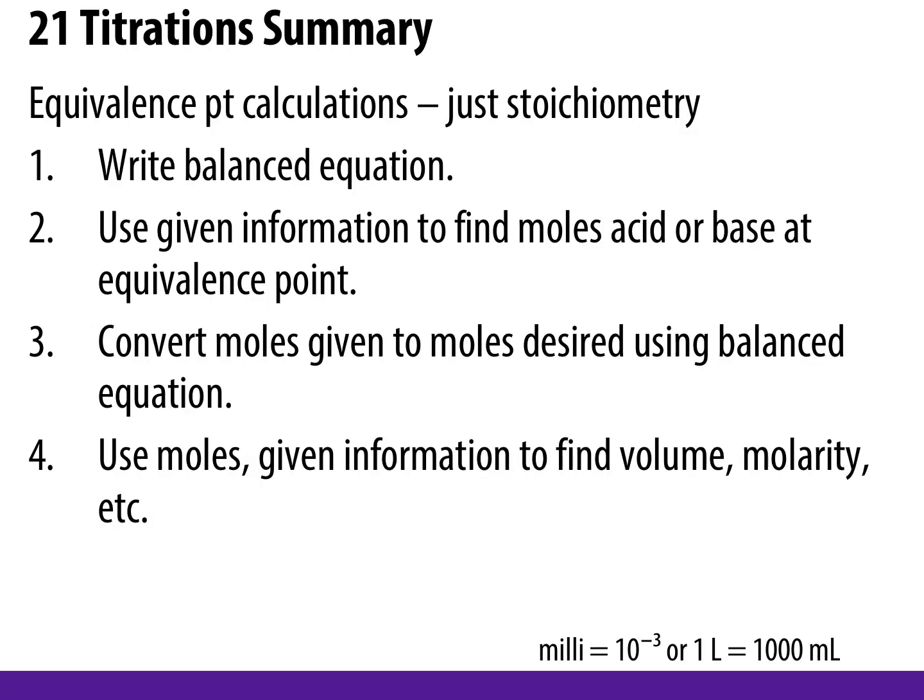So here's our final summary slides from titrations. One thing we have is just sort of stoichiometry review. For the equivalence point calculations, write your balanced equation, find moles acid or base at the equivalence point, that's sort of the known side, then convert it to the moles desired or the unknown side using the balanced equation. I like to combine these two steps into one big stoichiometry calculation, but of course you could break it out separately. And then step 4 is just finding whatever the desired thing is.